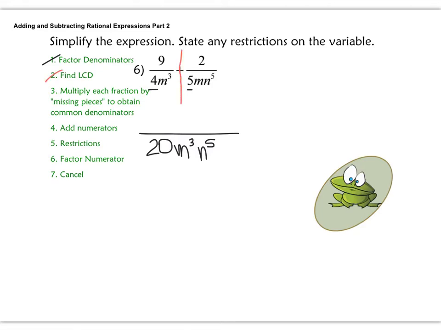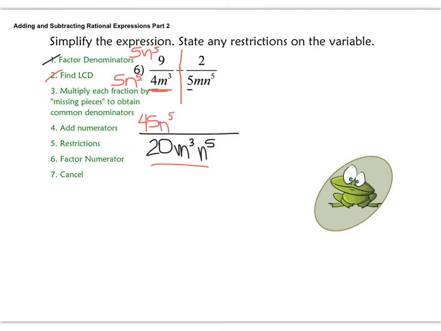So again, look at them separately. What do you multiply 4m cubed by to get 20m cubed n to the 5th? Well, 4 times 5 makes 20. M cubed I have, and then I need an n to the 5th. So that means I multiply the top by that. And that would give me 4... oops, wrong spot. So it gives me 4n to the 5th.